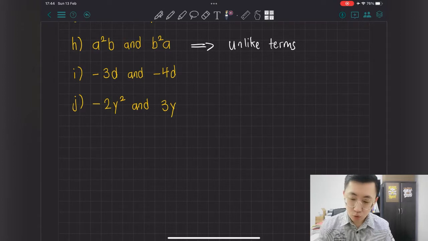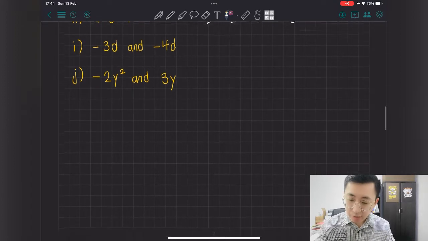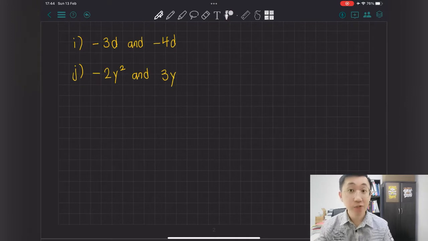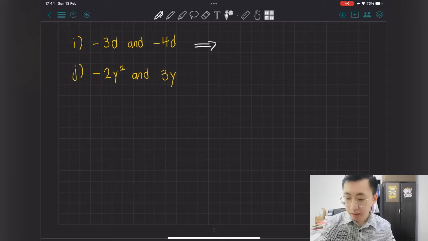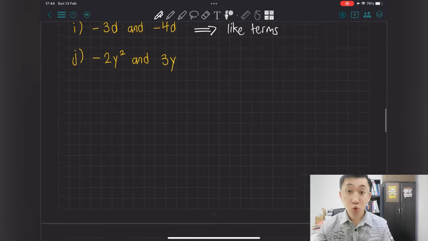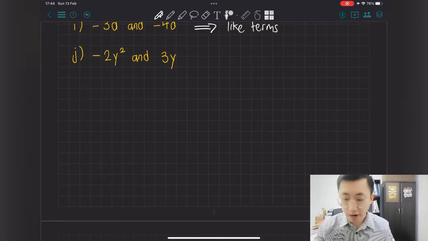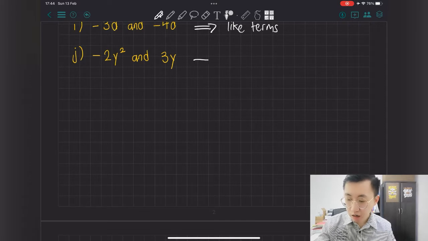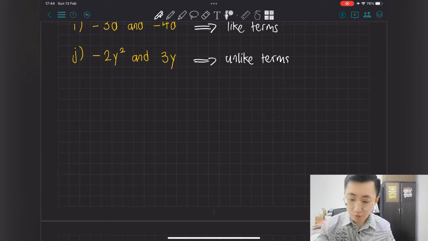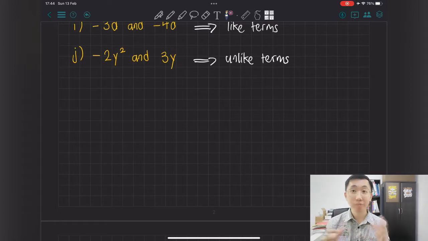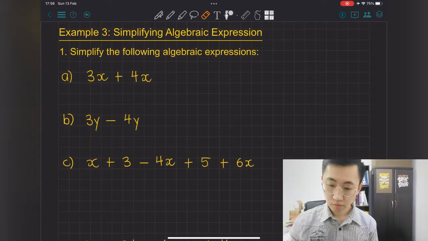Now let's look at I. Negative 3d and negative 4d. This is like terms. Last one, J. Negative 2y square and 3y. This one is unlike terms. So they are unlike terms. Different family. This one got y square and the other one is just y, so they cannot be combined together. And this is example 2.